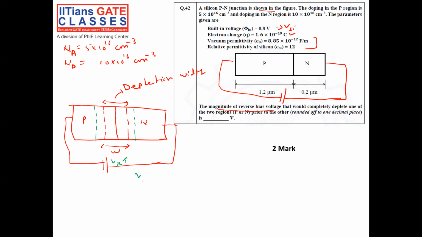Okay, suppose VR1. Now if I apply VR2, which is greater than VR1, what will happen? Again, it will widen. Widen. What will happen if I keep increasing the reverse bias potential? A time will come when either the N region or the P region will completely deplete. So that potential, at which either the P side or the N side will deplete completely, I need to calculate. So this is the question.